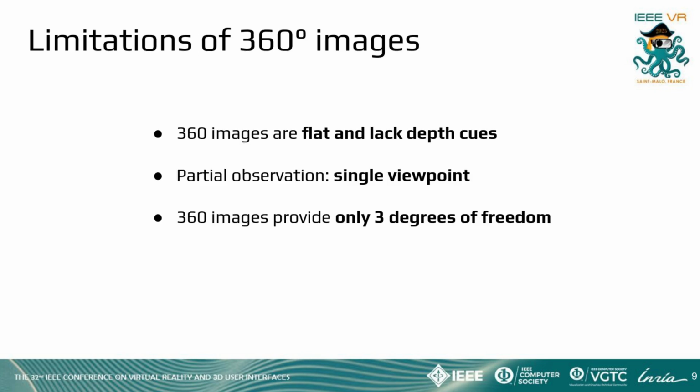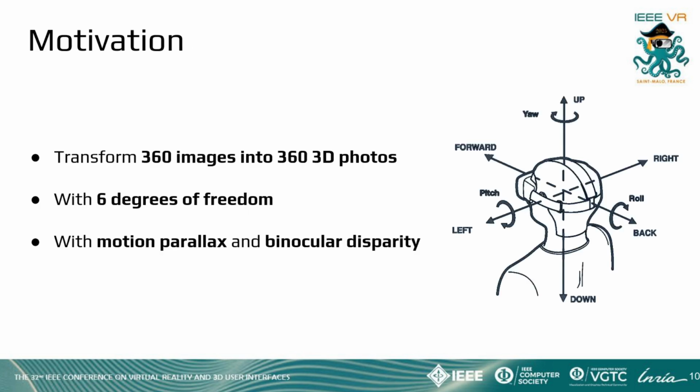Well, 360 images come with limitations. They are ultimately flat and lack depth cues, such as motion parallax, which is essential for humans to perceive 3 dimensions. A 360 image represents an observation from a single viewpoint, and we cannot know what lies behind when translating our head. As a result, a 360 image only provides 3 degrees of freedom. Therefore, our motivation is to transform 360 images into what we name 360 3D photos that provide 6 degrees of freedom, both rotational and translational, with depth cues such as motion parallax and monocular disparity.